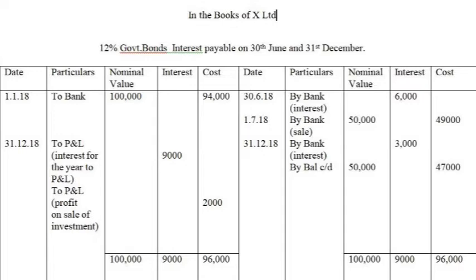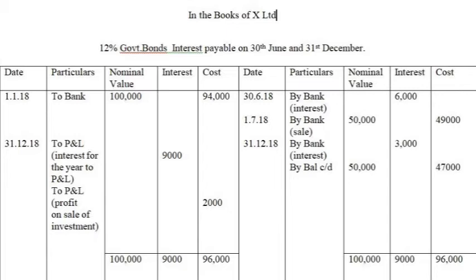Then on 31st December 2018 we balance our ledger accounts. Balance carried down, nominal value column: 1 lakh minus 50,000 we sold, then balance nominal value comes to 50,000. Then on cost column we purchased 1 lakh nominal value for 94,000. For this 50,000 nominal value, 94,000 into 50,000 divided by 1 lakh, that comes to 47,000. Then on cost column we write this 47,000.